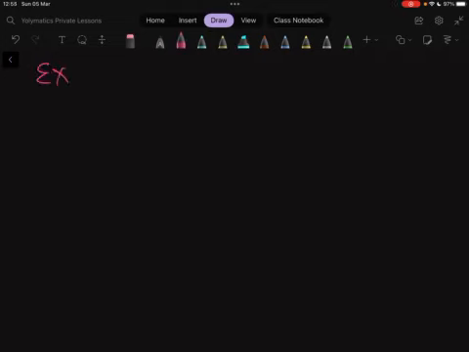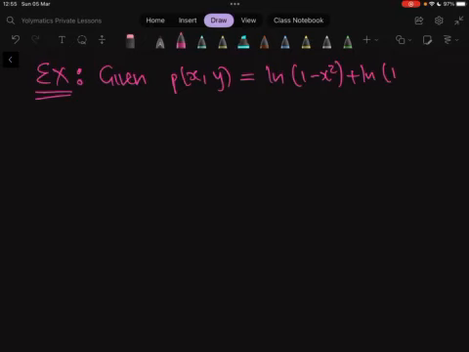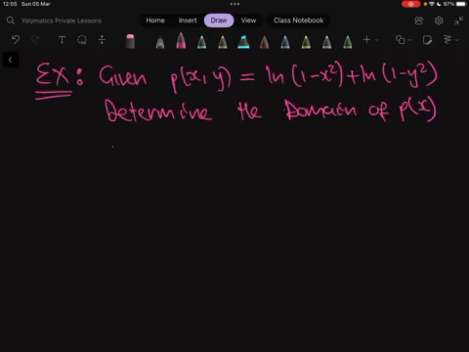The next example that we have is: given p(x,y) equals ln(1 minus x squared) plus ln(1 minus y squared), determine the domain of p(x,y) and sketch it. So again, we have this problem where we want to find the domain of this function and sketch it.